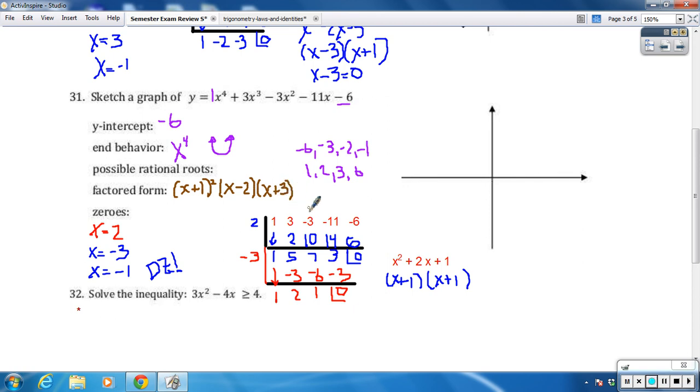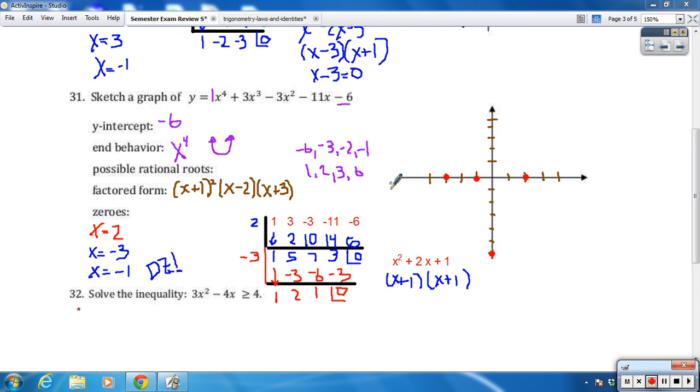Alright, so now I have enough information to graph my polynomial over on the right-hand side because I found my end behavior, which is my basic shape, my y-intercept, and my zeros. Those are really what I need. The factored form and the possible rational roots are steps necessary in order to get to that information. So I'm going to go ahead and mark over here my zeros and my y-intercept. Okay, so I have over here marked on my axis the x-intercepts at negative 3, negative 1, and positive 2, and my y-intercept at negative 6.